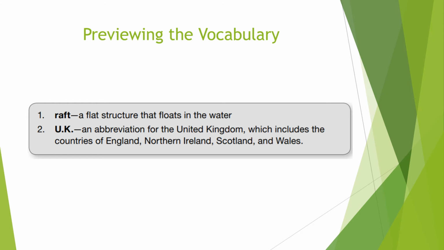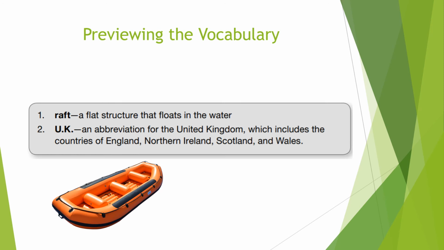Let's go over some vocabulary before we begin reading. Our first word is raft. Say raft. A raft is a flat structure that floats in the water. Here's a picture of a raft. Here's another picture of a raft. They look quite different and they're made out of different materials, but they are both a type of raft.